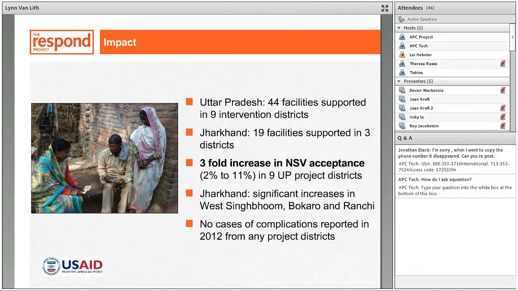As I mentioned, our EngenderHealth colleagues had done a great amount of work focusing on the service delivery side and ensuring that quality services were available. So you can see the number of facilities supported. Likewise, in Jharkhand, 19 facilities there. And what we saw through the duration of the project was a threefold increase in no-scalpel vasectomy acceptance in 9 of the UP project districts, and there were also significant increases in Jharkhand. And thanks to the work of EngenderHealth, there were no cases of complications, again, focusing on this high quality of services to be provided.